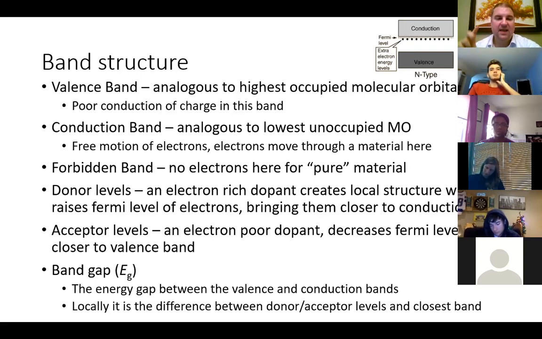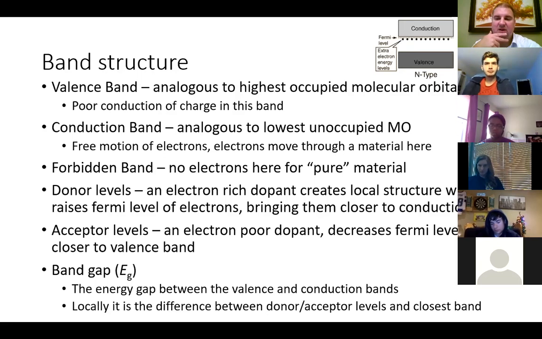In our band diagrams, there's something called a band gap. For a pure material, this is the energy gap between the valence and the conduction bands. But if you've put a dopant into your material, it's going to be the difference between the highest occupied and the lowest unoccupied levels. Or it's the gap between your donor levels and the conduction band, or the gap between the valence band and your acceptor levels, okay?